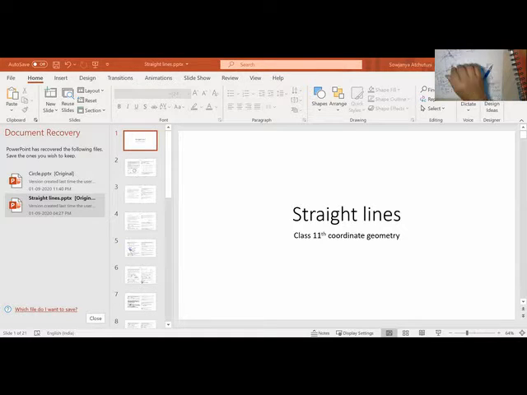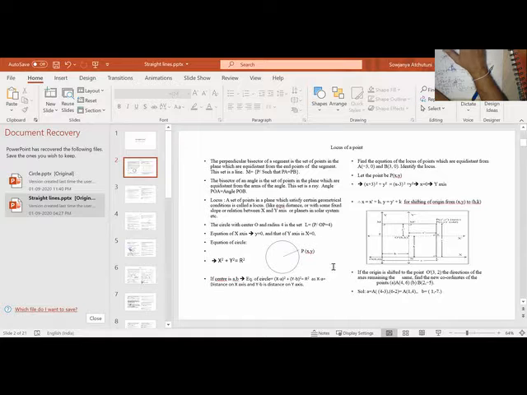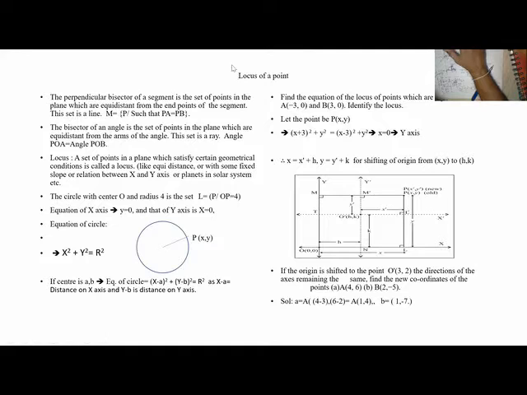Let us come to our chapter. So, 11th subject, coordinate geometry, straight lines. Locus of a point we already discussed. The point P is such that PA is equal to PB. That means it is equidistant from points A and B. That means it is the perpendicular bisector of AB. If I draw a perpendicular bisector, any point on the line has PA equal to PB.